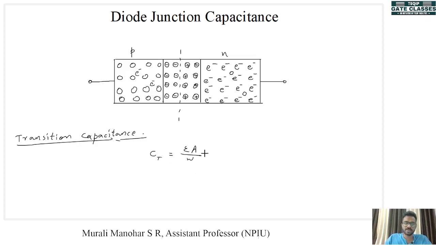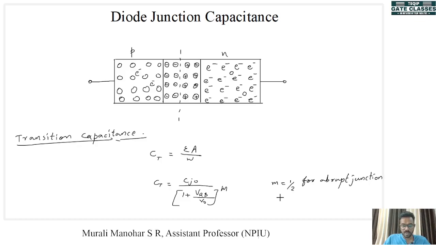So Ct is a function of the applied reverse voltage. So it can also be written as Ct is equal to Cj0 divided by (1 plus V reverse bias divided by V0) all raised to M, where M is equal to half for an abrupt junction and 1/3 otherwise. So Ct can be represented by these two equations. This is the direct relationship between Ct and the reverse bias voltage.